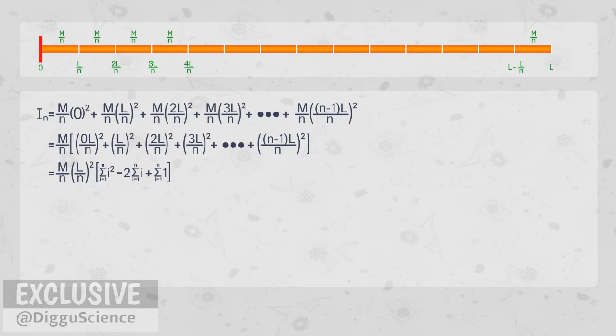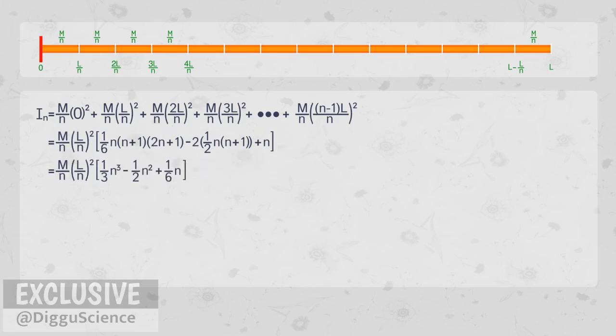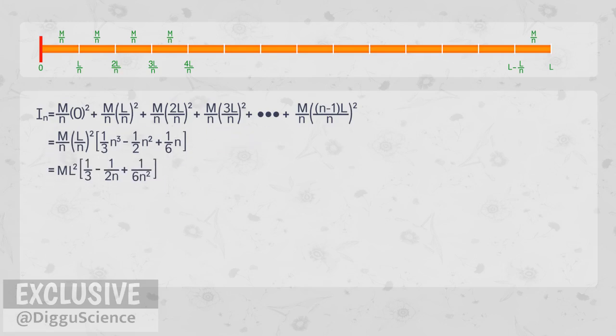Based on the previous tutorial, sigma i squared is equal to 1/6 of n, times n plus 1, times 2n plus 1. Sigma i is equal to half n, times n plus 1. And sigma 1 is equal to n. Simplifying the values in brackets we get 1/3 n to the third power, minus 1/2 n squared, plus 1/6 n. So, the approximate value of the moment of inertia is I_n equals big M L squared, times 1/3, minus 1 over 2n, plus 1 over 6n squared.